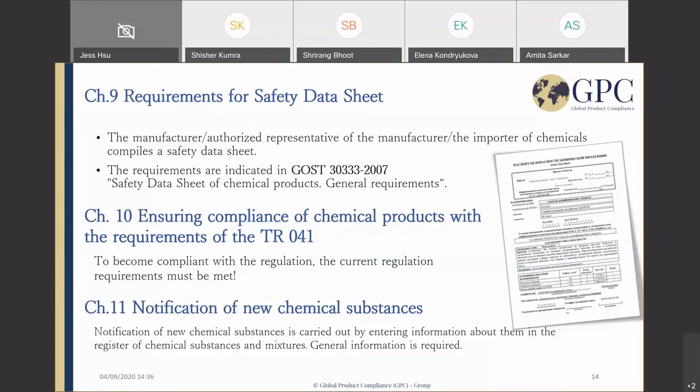Also, ensuring compliance of chemical products with the requirements of the technical regulation. So basically, to become compliant with the regulation, you need to meet the requirements of the regulation, simple as that. And notification of new chemical substances is carried out by entering information about them in the register, also called the EAEU inventory, of chemical substances and mixtures. General information is required, usually the CAS number, IUPAC name, molecular and structural formulas. However, more clarifications are to come when the second part of the regulation is adopted.